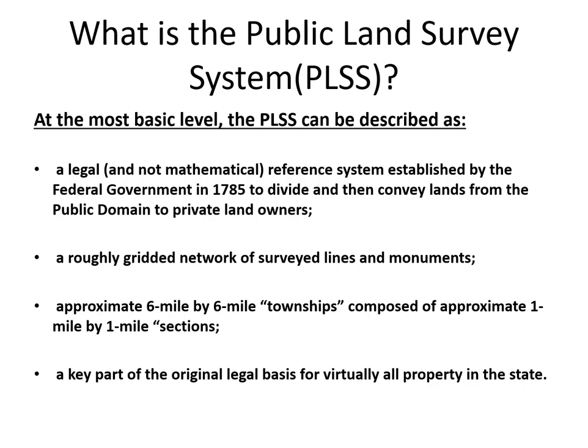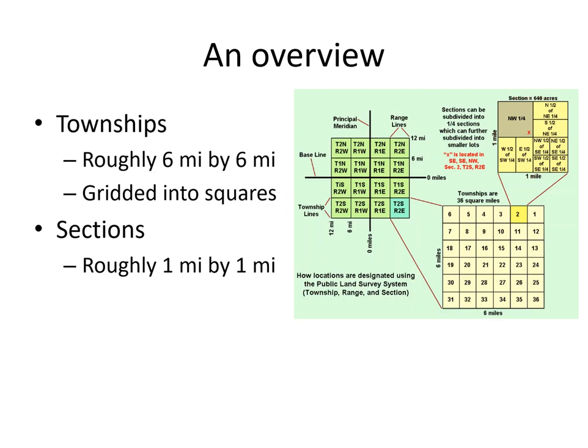It's a square grid network of lines and monuments. The details behind it are that you have these things called townships, which are 6 by 6 miles. Inside each regular township, you have these things called sections that are about a mile by a mile. But the key part of the public land survey system is that it was the origin for basically all property descriptions or legal descriptions within the state of Minnesota and pretty much within all of the public land survey system states.